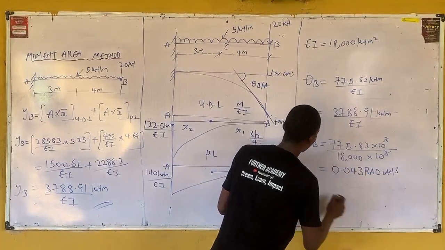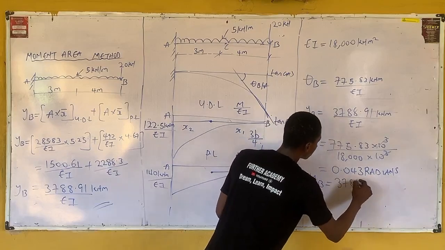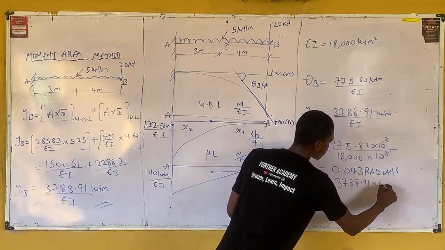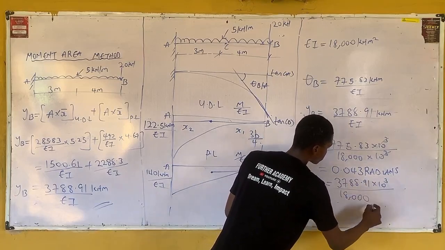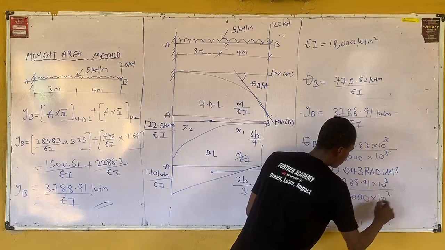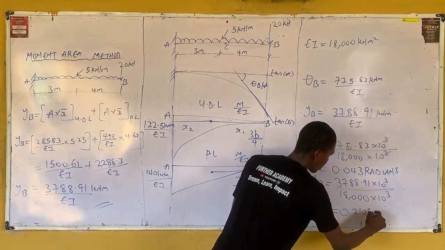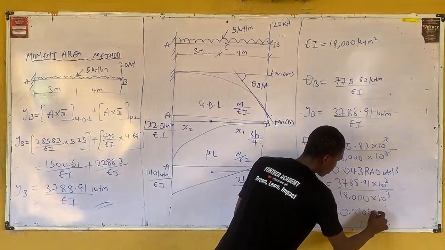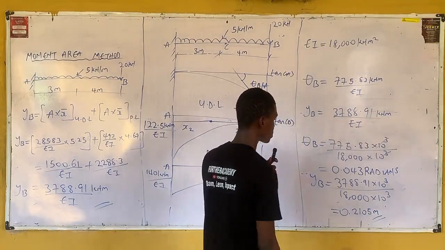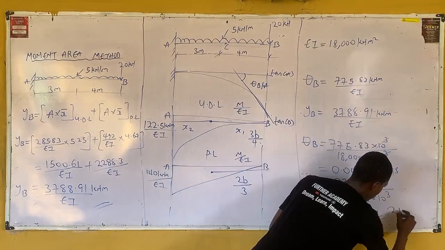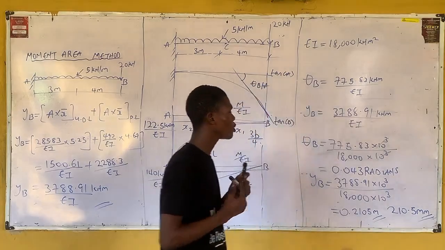Right? Now, for deflection at B, that will be 3788.91 multiplied by 10 raised to the power of 3, divided by 18,000 times 10 raised to the power of 3. What's the answer to this? 0.210505 meter. Converting this to mm, multiply by what? 1000. So this will give us what? 210.5 mm. Any questions so far?